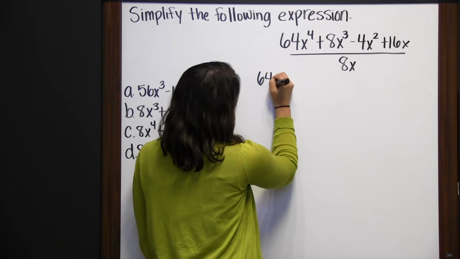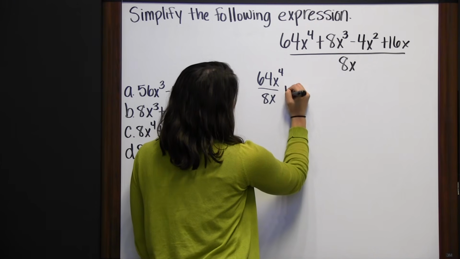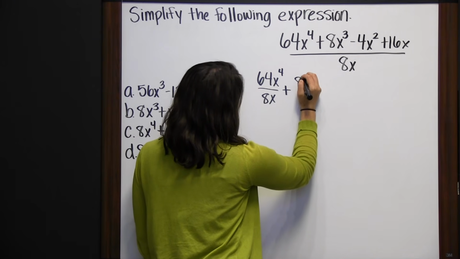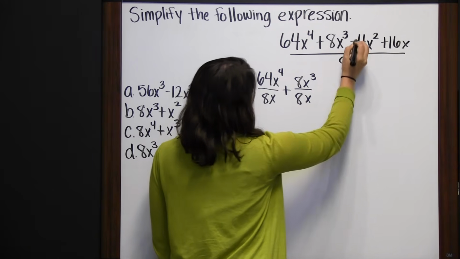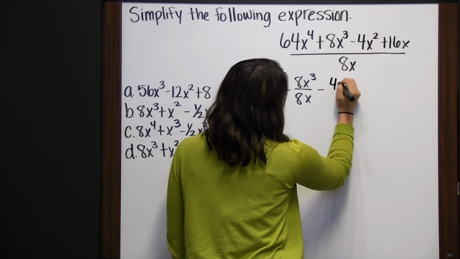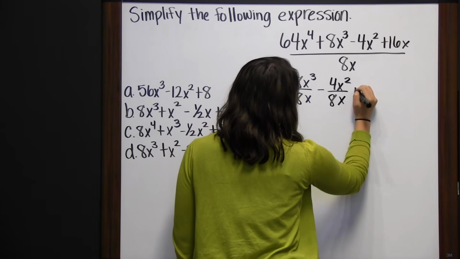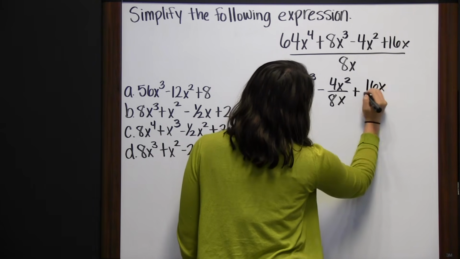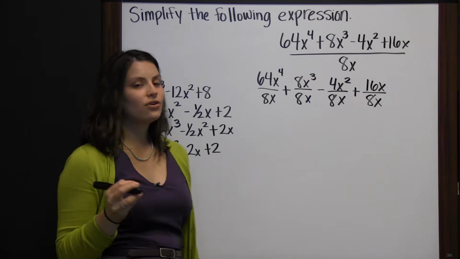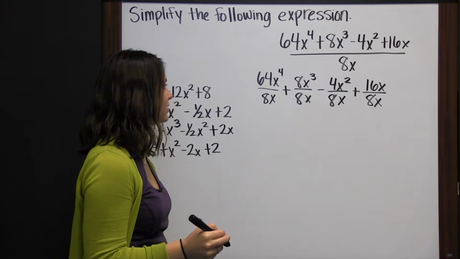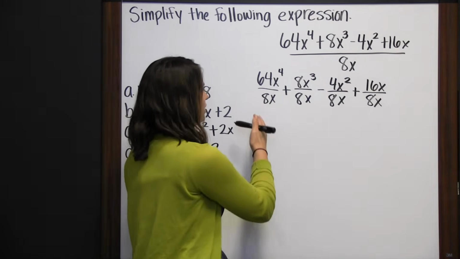64x to the fourth divided by 8x, plus 8x cubed divided by 8x, minus 4x squared divided by 8x, plus 16x divided by 8x. Every single term is divided by 8x. So now we can take each one of these individually and divide by 8x.